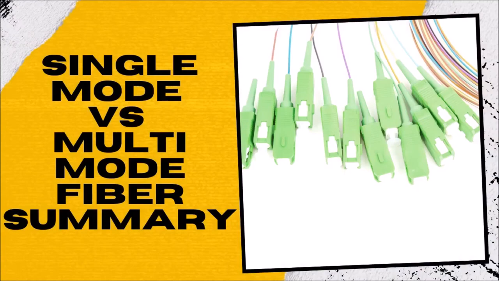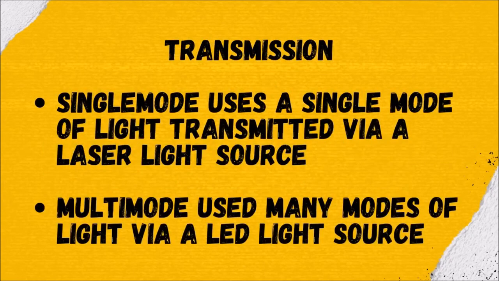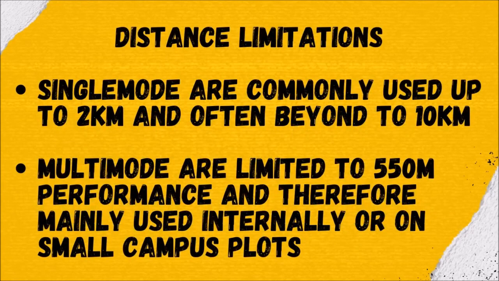Single mode versus multi-mode fiber summary. Core sizes. Single mode are 9 by 125 microns. Multi-mode are 50 by 125 microns, and in the OM1 category 62.5 by 125. Transmission. Single mode uses a single mode of light transmitted via a laser light source. Multi-mode uses many modes of light via an LED light source. Distance limitations. Single mode is commonly used up to 2 kilometers and often beyond to 10 kilometers. Multi-mode is limited to 550 meters performance, and therefore mainly used internally or on small campus plots.